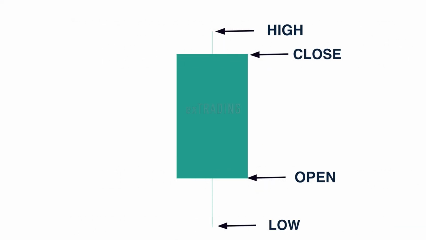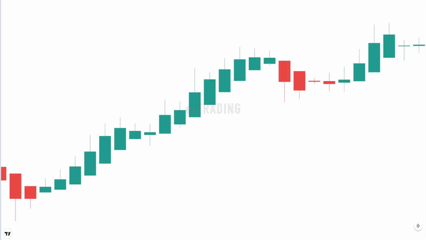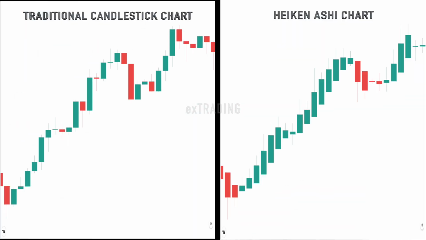Instead of using the open, high, low, and close like standard candlestick charts, the Heiken Ashi technique uses a modified formula based on 2-period averages. This gives the chart a smoother appearance, making it easier to spot trends and reversals, but also obscures gaps and some price data. Let's take a look at these charts.